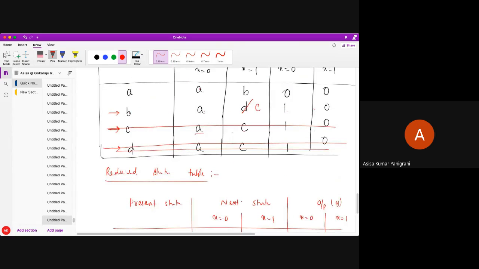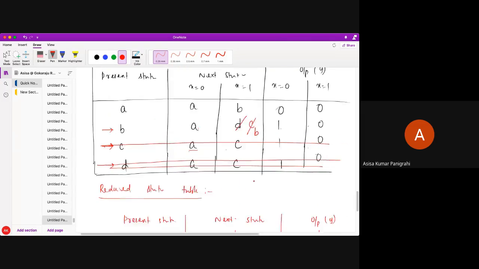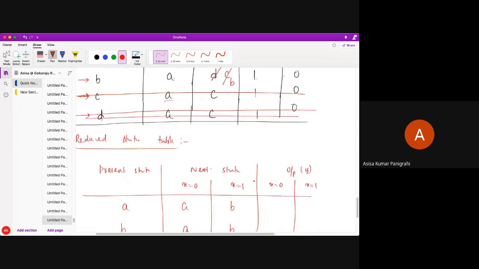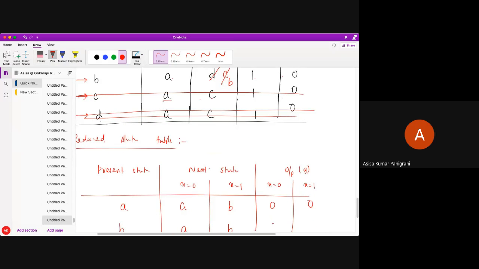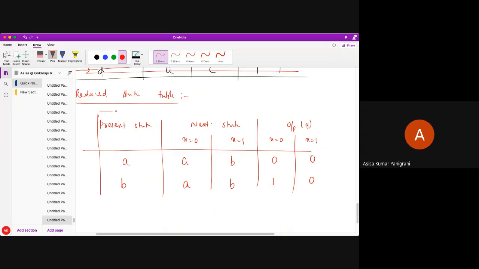So C has been removed by B. So this will be B. Okay, so B, B. Next, this is 0, 0. This is 1, 0. So this is my final state table.